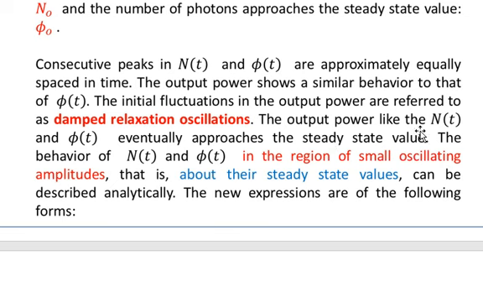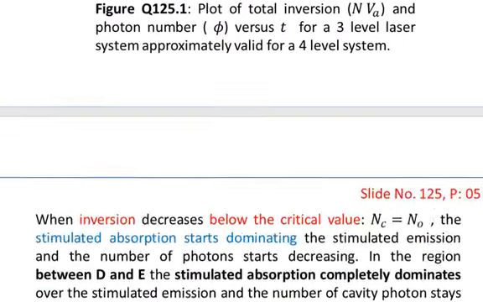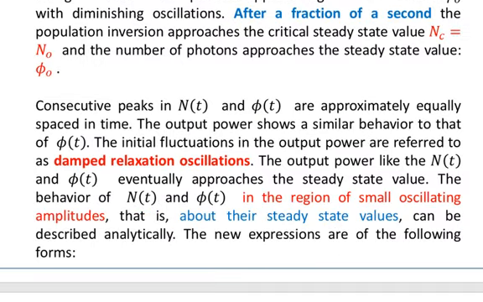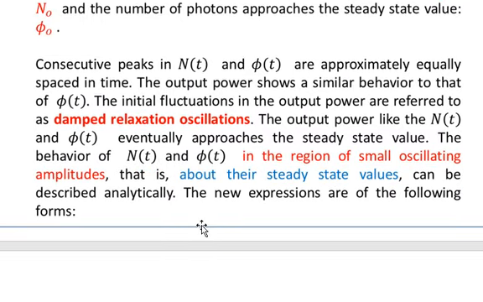The output power, like N of t and phi of t, eventually approaches the steady state value. So ultimately, after some time, the population inversion reaches a steady state value over here, for example. Similarly, the number of photons reaches a steady state value beyond this point, and the output power from the laser also reaches the steady state value beyond that point.